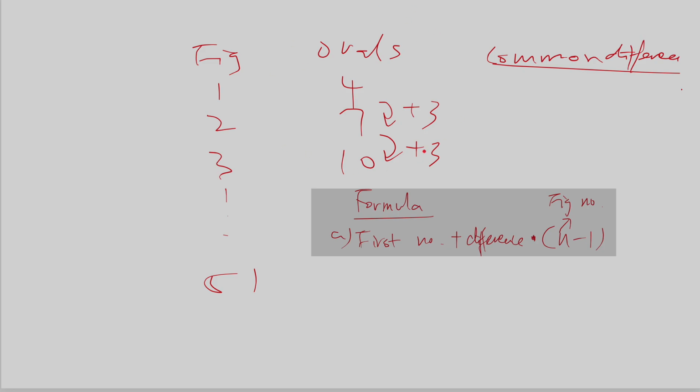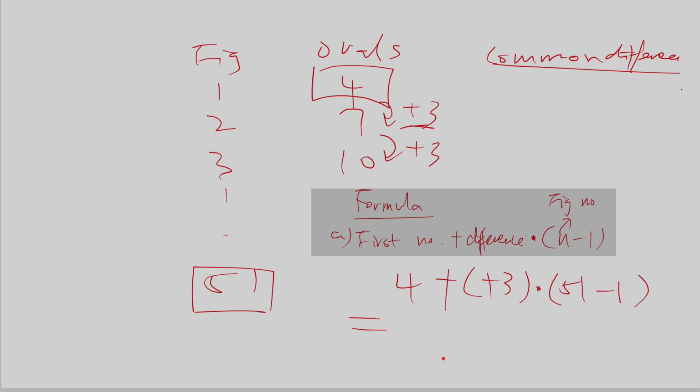So what's the first number in this case? 4. What's the difference? Plus 3, right? Plus 3, not 3, plus 3, because sometimes it can be minus 3. Sometimes it can be minus 1. So then they want figure number 51, right? So put 51 in, minus 1. So it's 4 plus 3 times 50. So 4 plus 150, so the answer is 154.